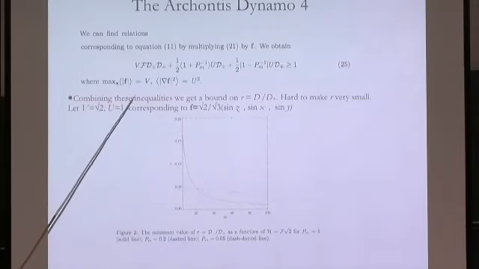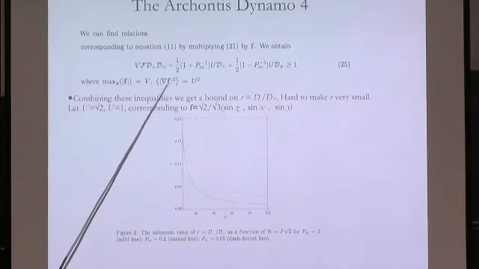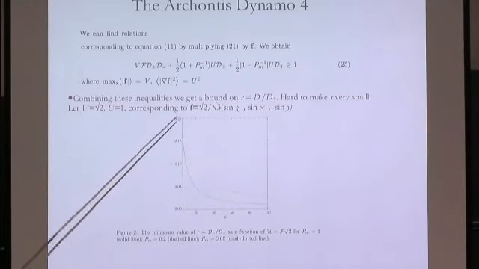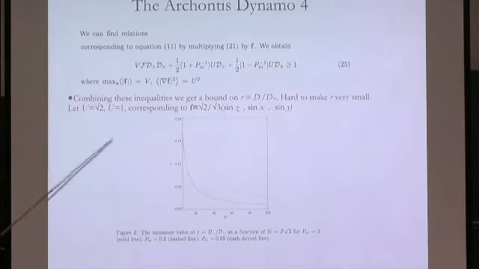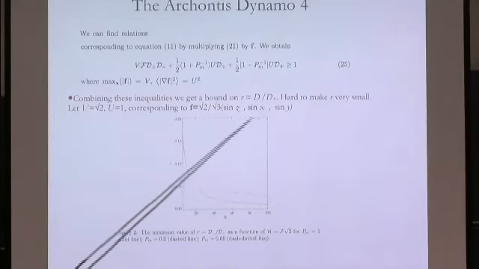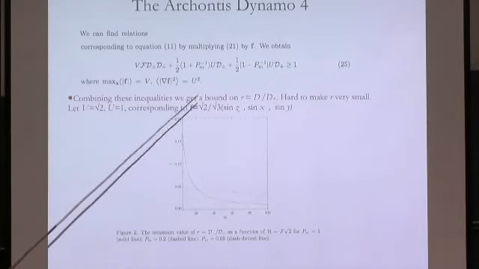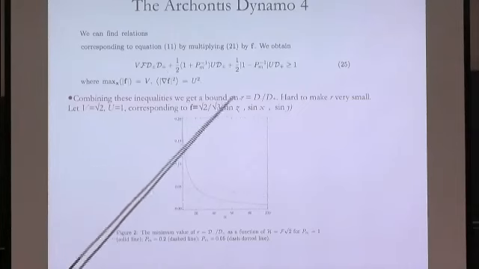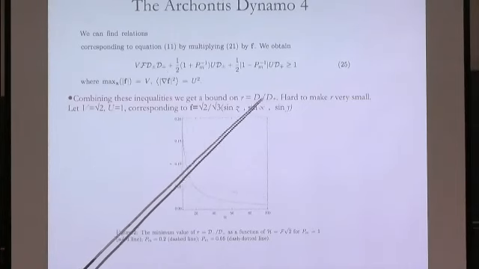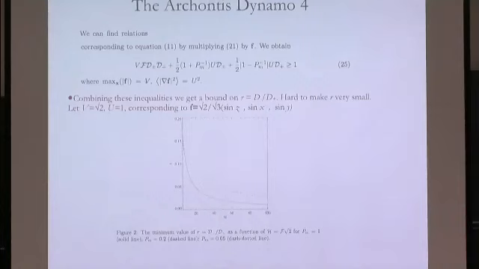So for the Arcontis flow, we know V and U. U is this. The notation is slightly different from the previous bit, and I'm sorry about that. Here's F again, the same F. So we have these two inequalities, but we can use them together to get a bound on the ratio of these two. For the Arcontis dynamo, R should be very small, or else very large, doesn't matter.